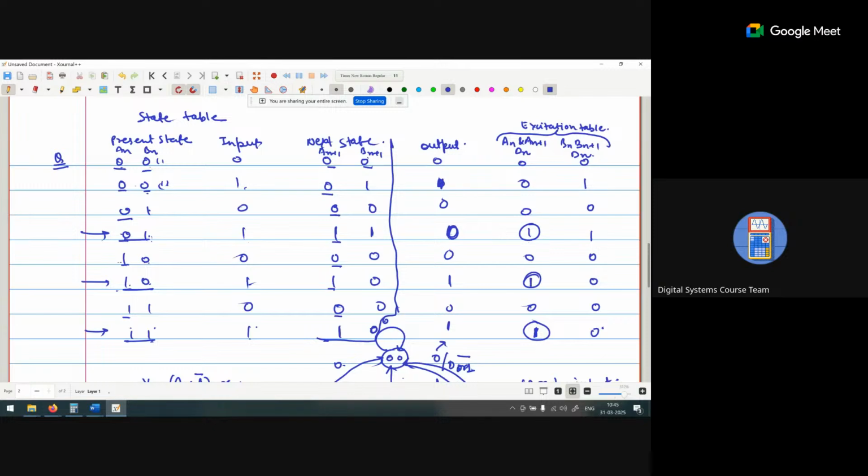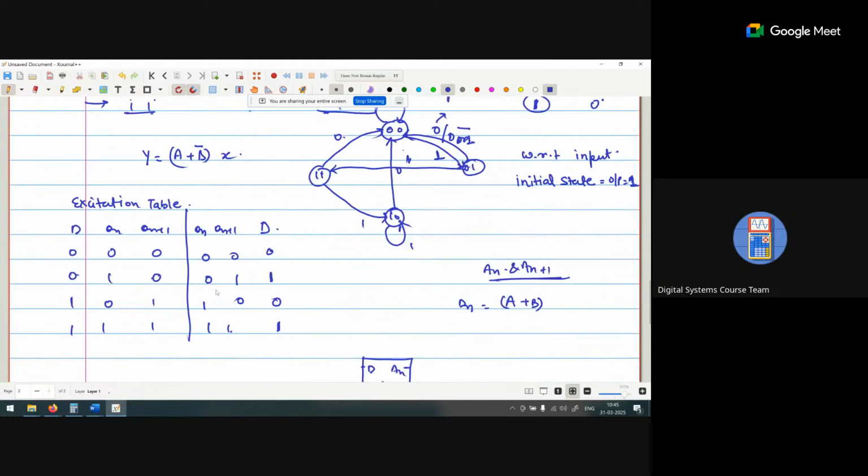Okay, and every time the x is also 1. X is also 1. So I just multiply with the x because input is also important. An plus Bn times x.